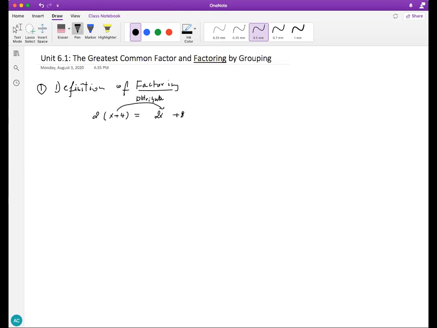Okay, so factoring is basically the other way around. When you go back from this form to this one, that's what we call factoring. So that's probably the easiest way to define factoring. It's just the opposite of multiplying or distributing. That's the whole thing about factoring, and we're going to talk about this in detail. We're going to see how to factor different expressions used in different ways.